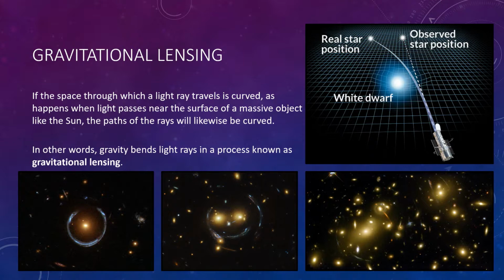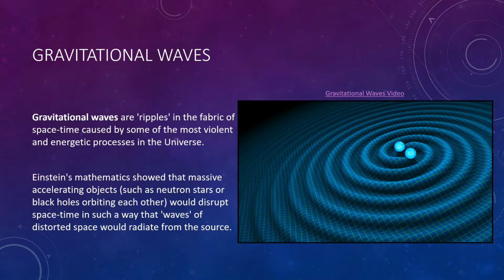Another consequence of general relativity is gravitational waves. This is becoming very important in today's climate. Gravitational waves are ripples in the fabric of space-time caused by some of the most violent and energetic processes in the universe. Einstein predicted the existence of these waves in 1916 in his theory of relativity. Einstein's mathematics showed that massive accelerating objects such as neutron stars or black holes, when orbiting each other, would disrupt this space-time in such a way that waves would distort space and radiate away from the source, quite like the movement of waves radiating away from a stone that's thrown into a pond.